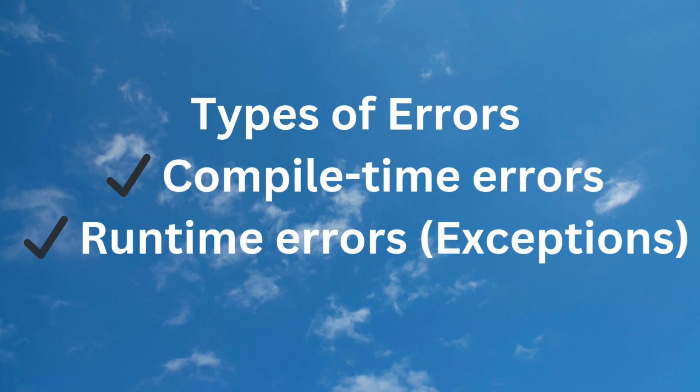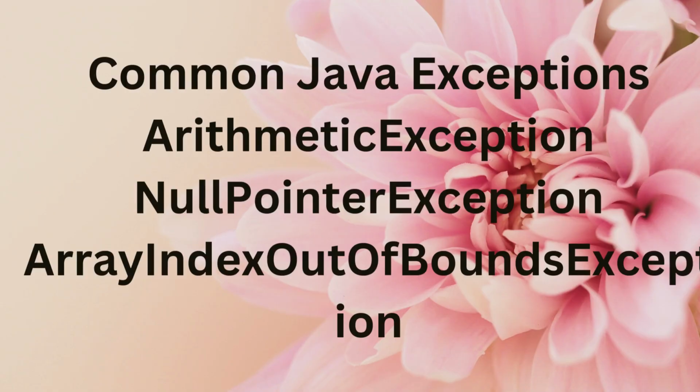In Java, errors are mainly of two types: compile time errors and runtime errors. Runtime errors are also known as exceptions, and these are the ones we handle using exception handling. Some common Java exceptions include arithmetic exception, which occurs when dividing by 0, null pointer exception, which occurs when accessing a null object, and array index out-of-bounds exception, which occurs when accessing an invalid array index.